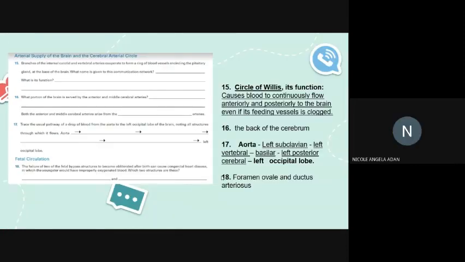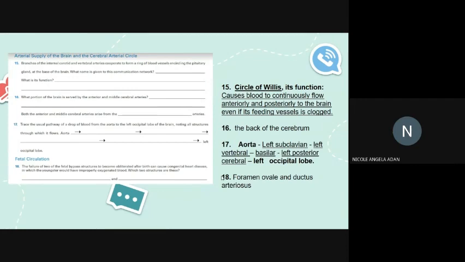For the arterial supply of the brain and the cerebral arterial circle, number 15, branches of the internal carotid and vertebral arteries cooperate to form a ring of blood vessels encircling the pituitary gland at the base of the brain. What is given to this communication network? The answer is the circle of Willis. The function of this is to cause blood to continuously flow anteriorly and posteriorly to the brain even if its feeding vessels are clogged.